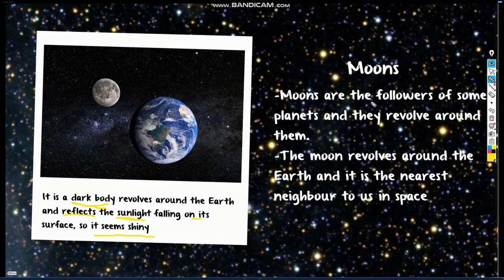The moon is known as the follower of some planets, and they revolve around them. If you want to know a new piece of information, Jupiter has 22 moons. So moons are not just for our Earth, moons can revolve around planets. The moon revolves around the Earth and it's the nearest neighbor to us in space. The nearest celestial body in space to us is the moon.